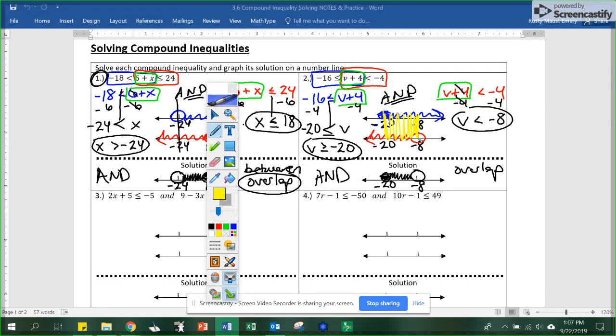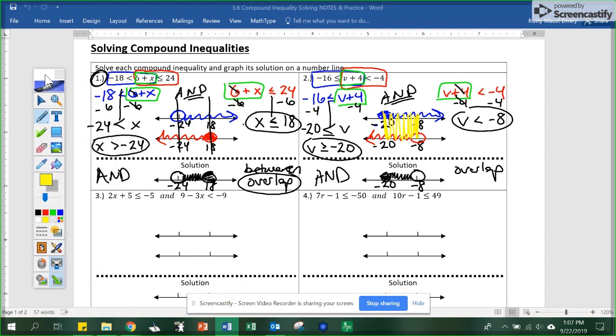Okay. Let's take a look at number 3 and 4. So number 3, you'll notice that the two inequalities are already split apart, and you'll see the keyword and. So that just means we don't have to take that first step and split those into two separate inequalities. So we're going to solve each of these. First one, we get 2x is less than or equal to -10. Divided by 2, we get x is less than or equal to -5. We don't need to flip the inequality sign around. We did not divide or multiply by a negative.